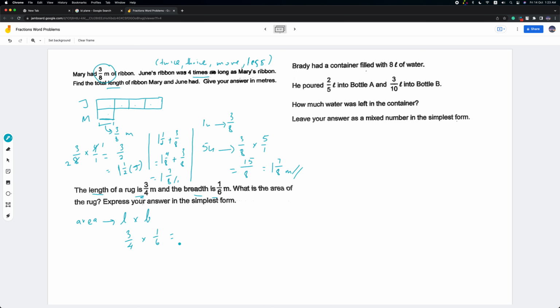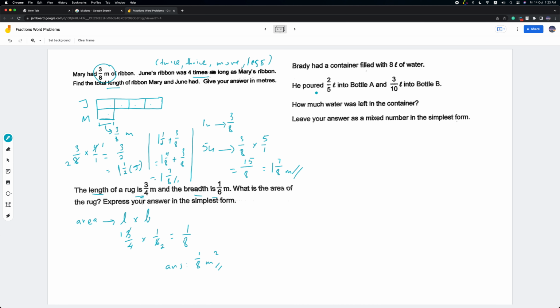Okay, again, same rule. Simplify first. Any numerator and any denominator, and we know we can simplify 3 and 6. Divide by 3, 1. Divide by 3, 2. Numerator times numerator. Denominator times denominator. And that's our answer. 1/2 square meters. Students like to say 1/2 meters square. It's not actually 1/2 meters square. It's 1/2 square meters. Alright, straightforward question.